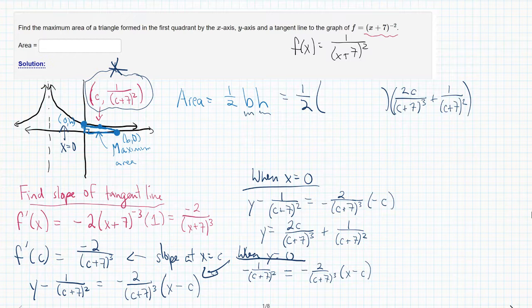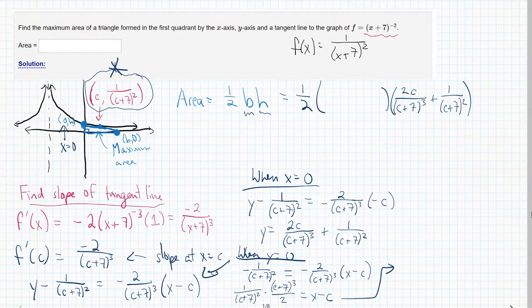Let's see. Okay, so we'll first divide by the negative 2 over c plus 7 cubed. So in a way to divide, we can notice negative and negative make a positive, so you get 1 over c plus 7 squared times, when we divide by this 2 over c plus 7 cubed, we should multiply by the reciprocal, so we get c plus 7 cubed over 2 equals x minus c. Okay?